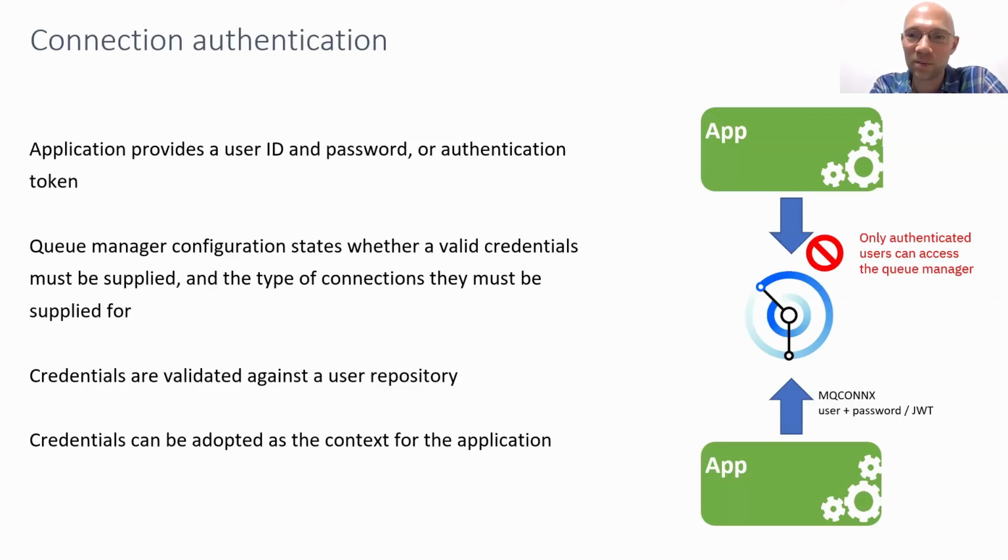So that could be the local operating system, or it could be LDAP, or if it's an authentication token that's provided, then the token in its own right essentially can be checked by the queue manager without needing to go to an external repository. And of course, if the application doesn't provide anything, as is the top example there on the right, then it's not allowed to connect, because you've configured the queue manager to require that authentication credentials are provided by the application.